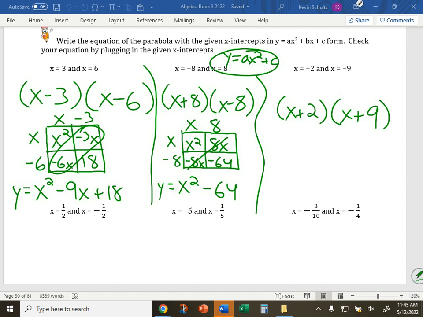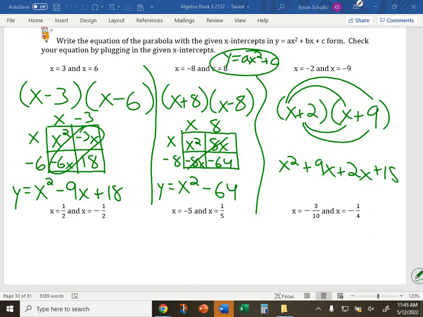Crab clawing this. X times x is x squared. X times 9 is a positive 9x. 2 times x is a positive 2x. And 2 times 9 is a positive 18. Crab claw. Okay? Combine the x terms. 9x and 2x make 11x. And y equals x squared plus 11x plus 18.